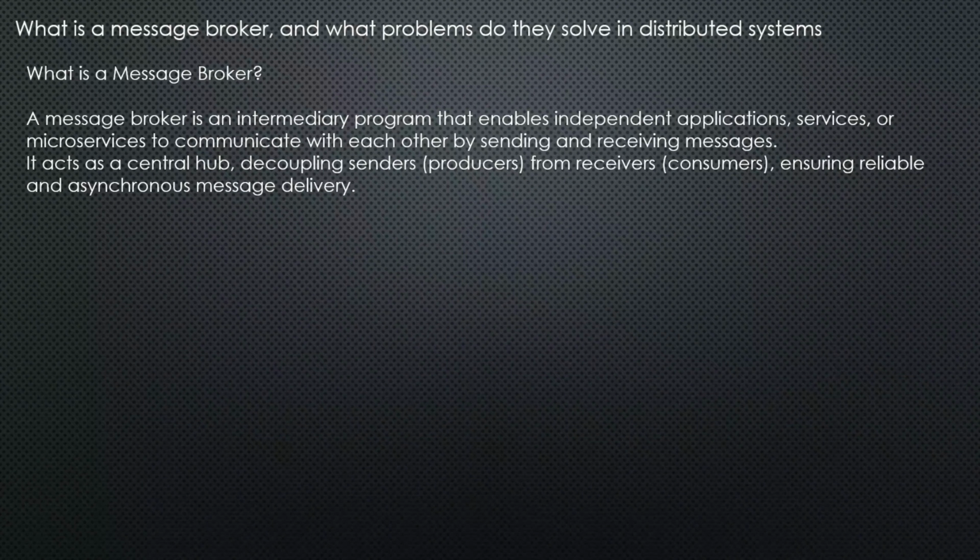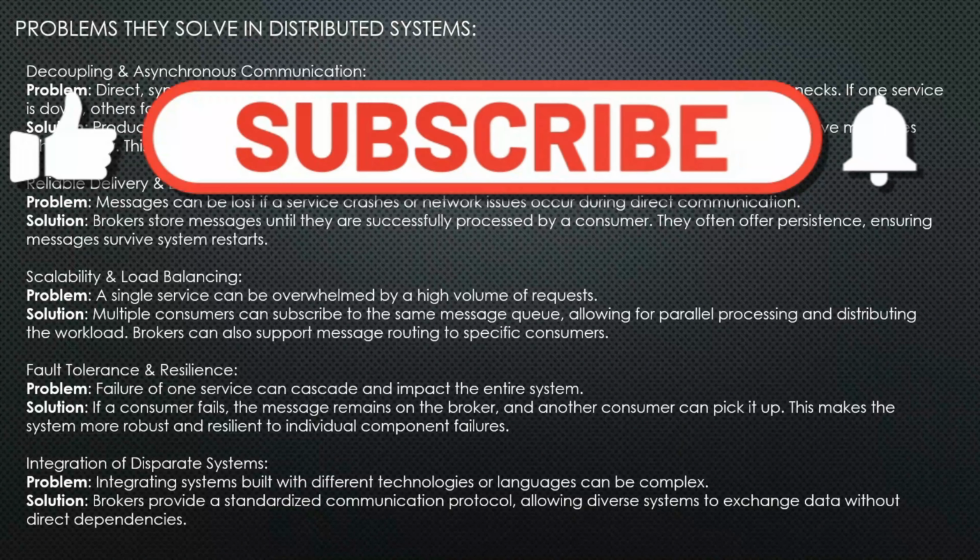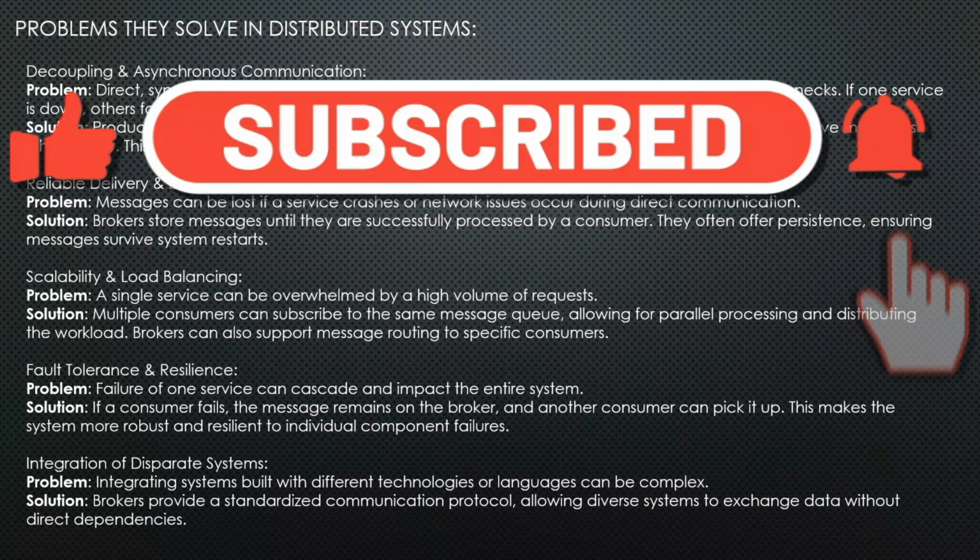A message broker is an intermediate system which acts as an independent application, through which your applications, services or microservices communicate with each other by sending or receiving messages. It is a central hub where the sender, called the producer, sends the messages, and the receiver, called the consumer, receives them. They reliably depend on this central hub, and it provides asynchronous message delivery. Now, what problems does the message broker solve in distributed systems?